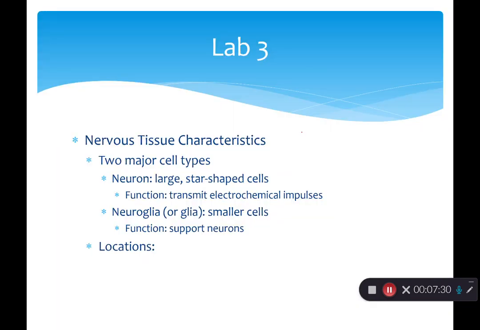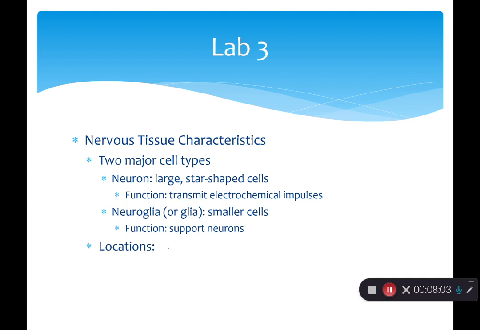Our last tissue is nervous tissue. Nervous tissue, there's only 1 slide to look at. Now, nervous tissue has 2 major cell types. The neurons are the large star-shaped cells that transmit electrochemical messages. The smaller cells are called neuroglia, or sometimes just glia. Glia means glue. And their function is to support the neurons and the nervous tissue.